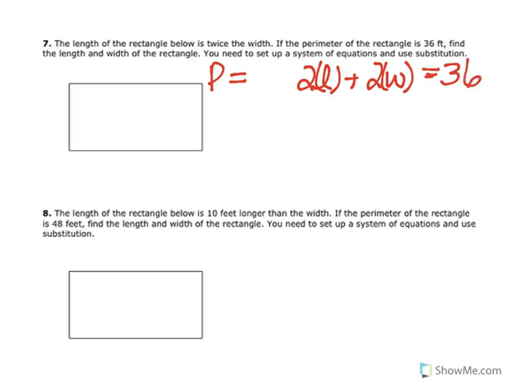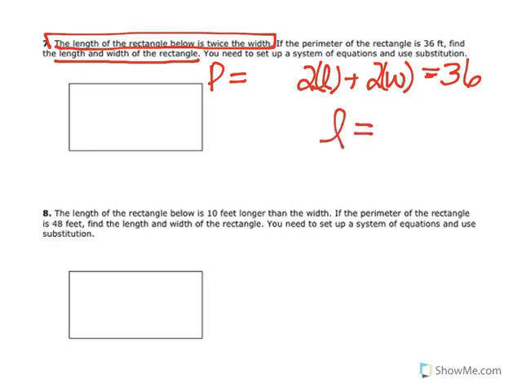The second equation says the length is, where does it say that? The length is twice the width. So we could say L equals 2W. And there are your two equations. Now you can use substitution to solve it. So I'm going to hit pause, and now that it's set up, I want you to try and solve it and see what you do.